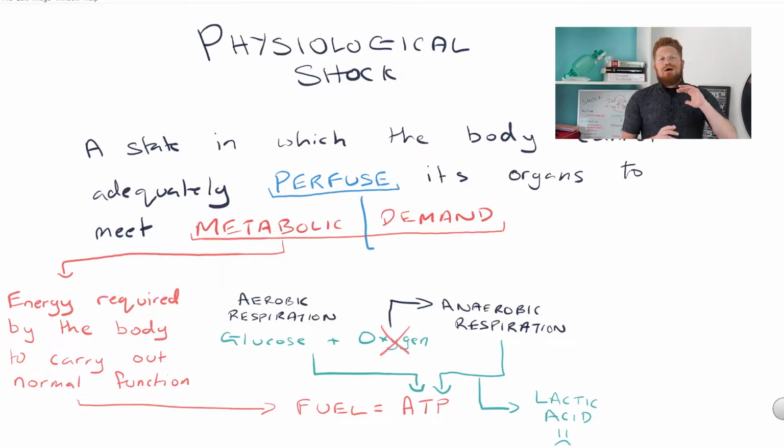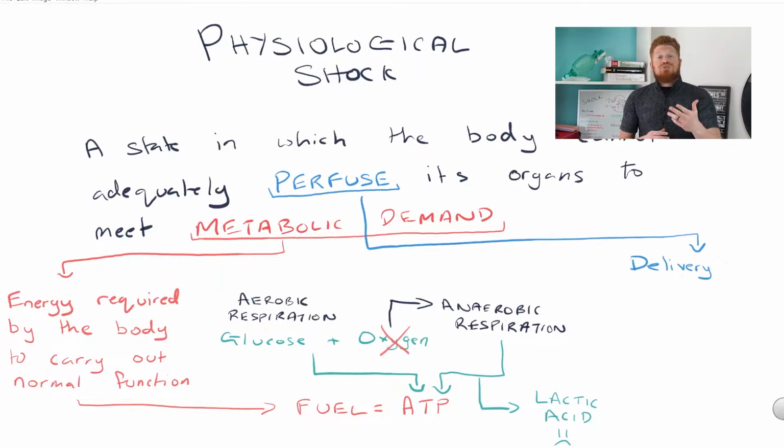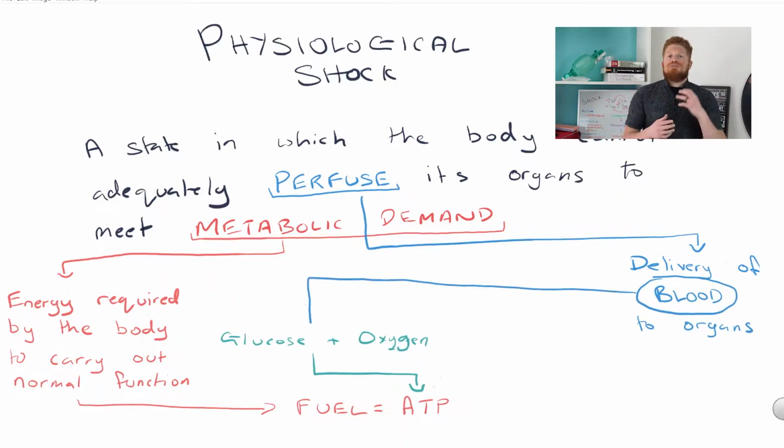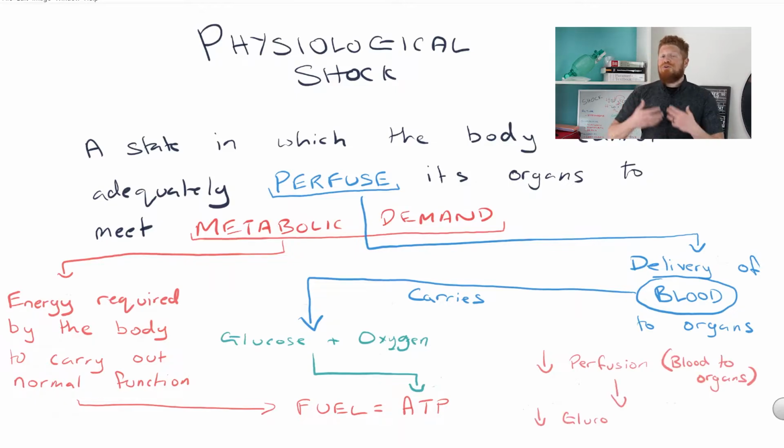Okay, so let's talk about perfusion. Perfusion relates to the delivery of blood to organs. Perfusion and metabolic demand go hand in hand because oxygen and glucose, which are fundamental building blocks for ATP and are vital for us to meet metabolic demand, are carried in blood. So if we have a reduction in perfusion, we have a reduction in the delivery of oxygen and glucose to our organs, and this leads to bad things.